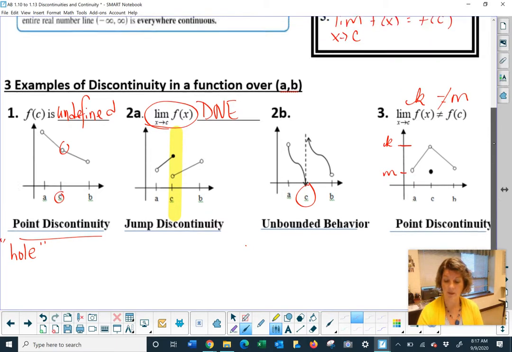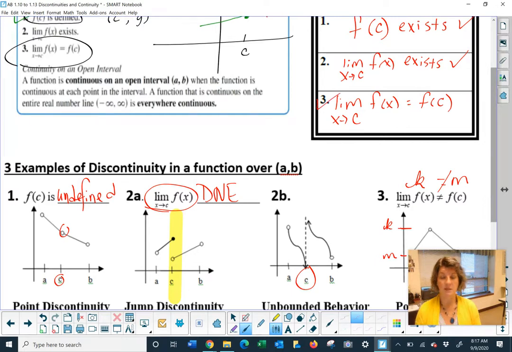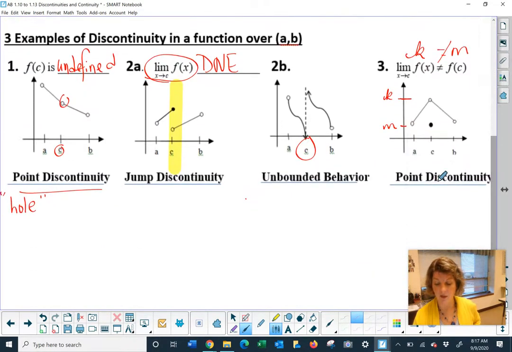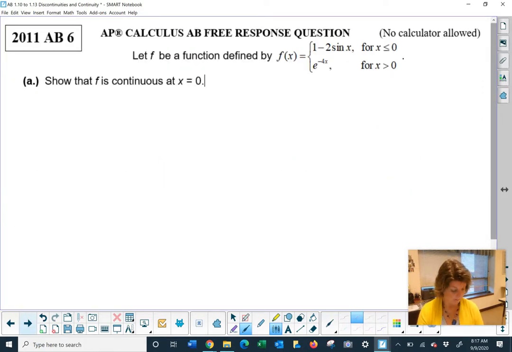So this would be number 3, that it failed to show that the limit at the point did not exist. We call this also point discontinuity because of that open hole, and it wasn't filled in by that. All right, on the lower part there, it says an AP problem from 2011.